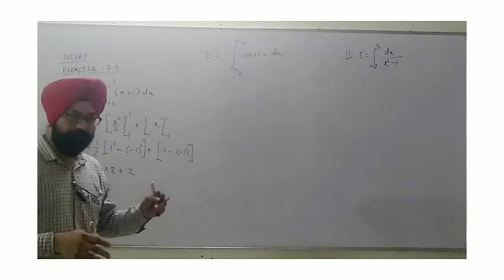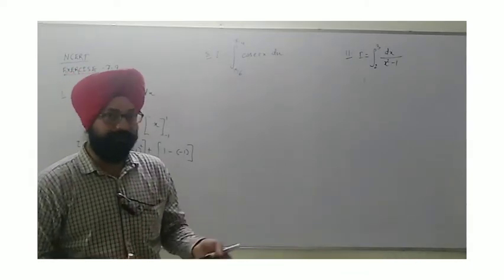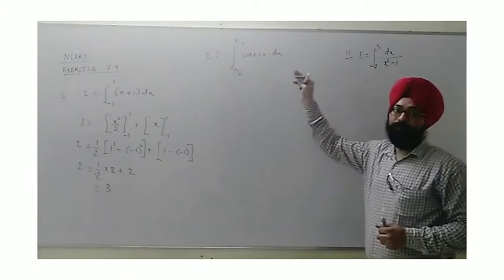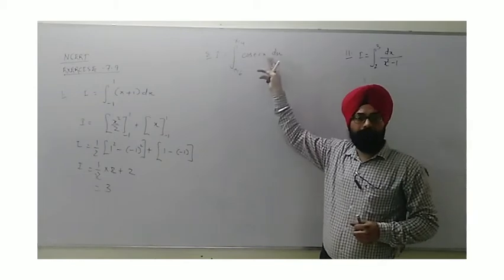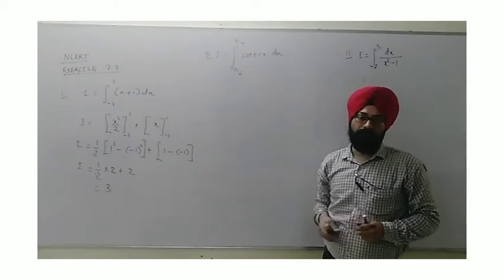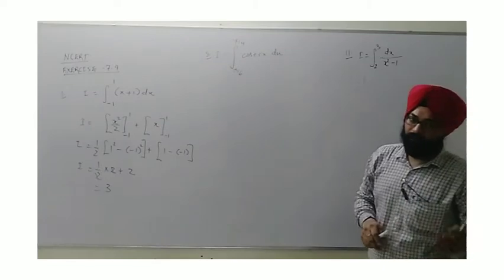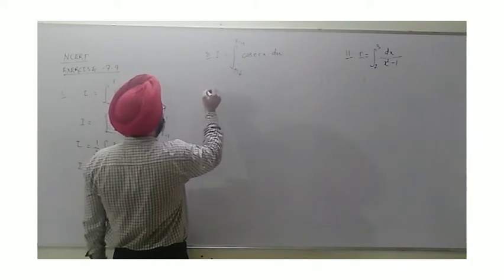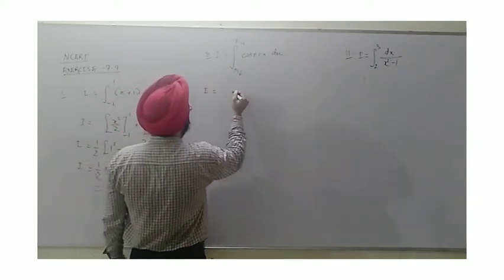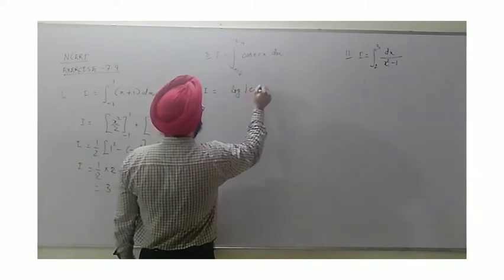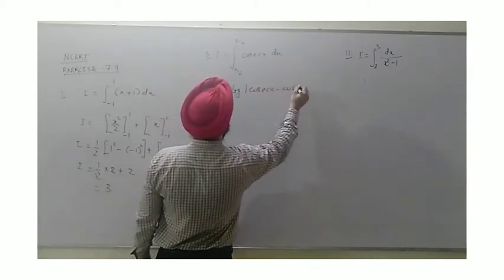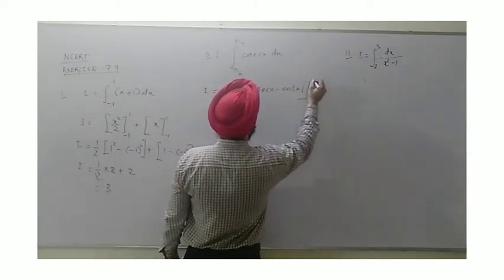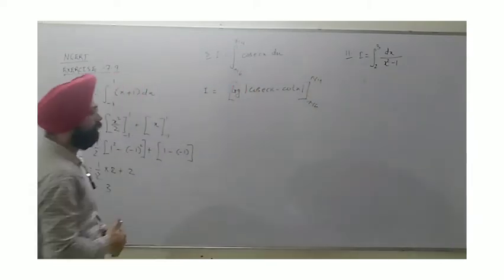Here in exercise 7.9, most questions are given which can be integrated directly. Here cosec x is given, with limits from pi by 6, 30 degree, to pi by 4, 45 degree. We can directly integrate cosec x by the formula. Cosec x integration is log of mod cosec x minus cot x. If we integrate directly, we have limits from pi by 6 to pi by 4. Now these two limits we have to use.